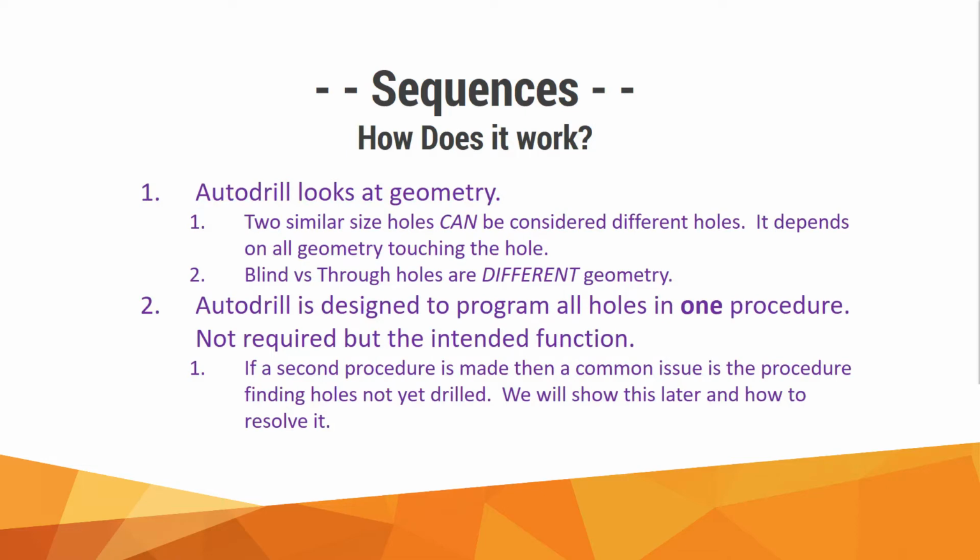We kind of talked about this, but auto drill is looking specifically at geometry, not just the smallest diameter. Two similar size holes can be considered different holes depending on the orientation in Z, and that's something that we'll look at here too. Blind versus through holes are considered different.